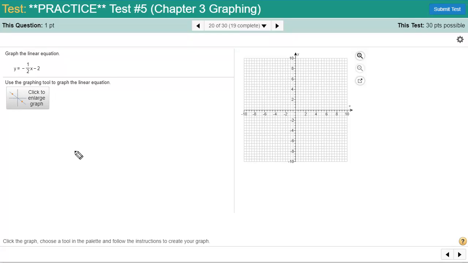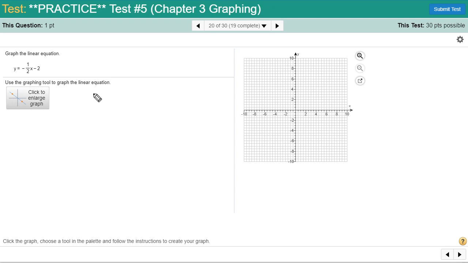With question number 20, we are told to graph the linear equation y equals negative 1/2 x minus 2. Well, again, we were not given a table of values, x comma y's, to fill out, and so this is your clue, your hint, that this question really doesn't require any work in order to graph.